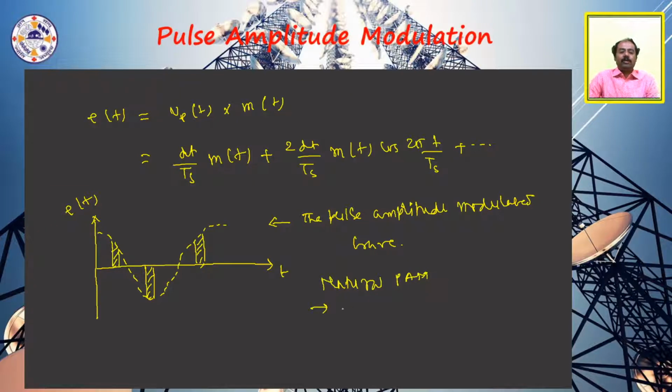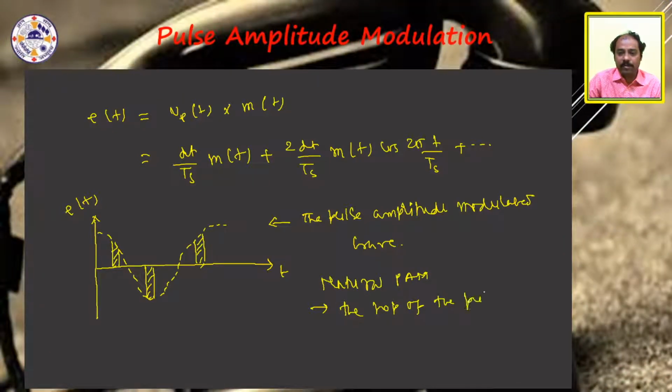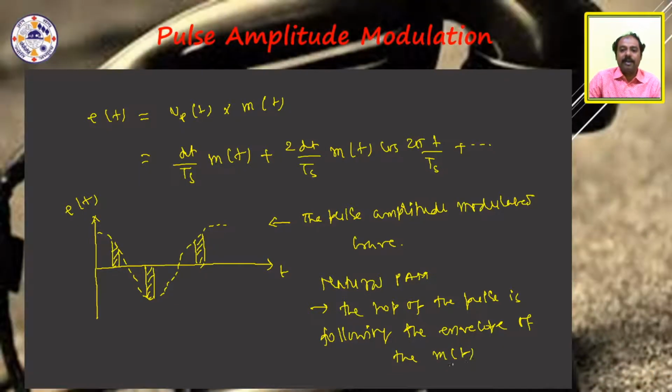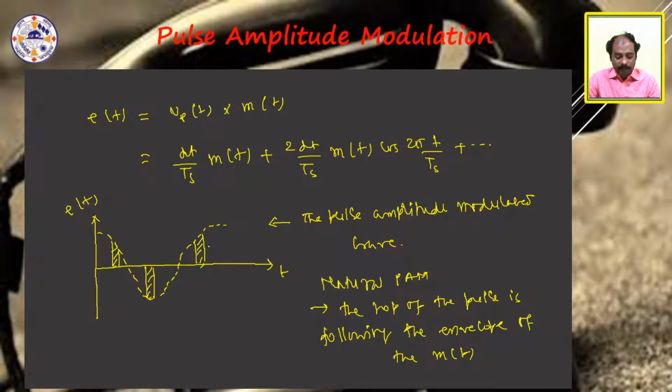Why? Because the top of the pulse is following the envelope of the information signal, that is m(t). The actual envelope of the information signal is being followed by the pulse. If the top of the pulse is flat, this is called flat top sampling. I am not going to discuss it here. So this is the actual amplitude modulated wave.